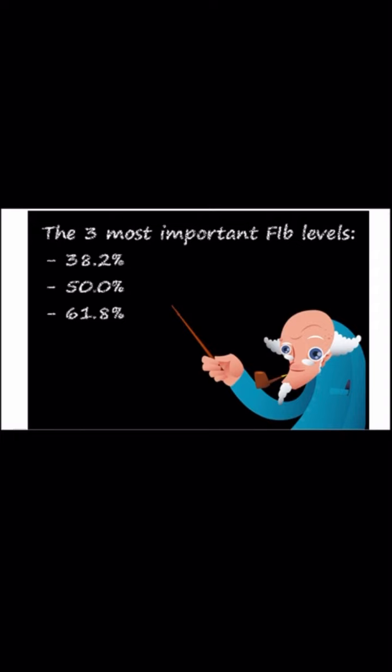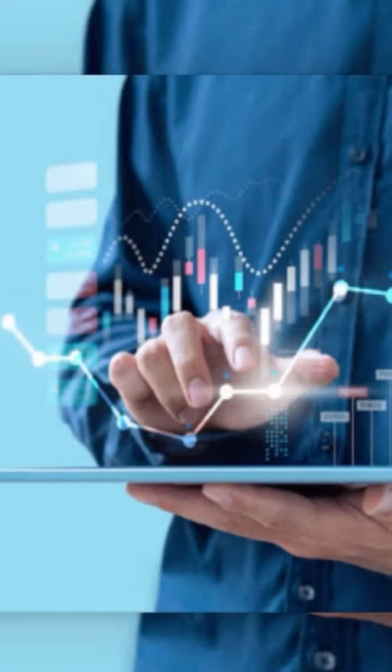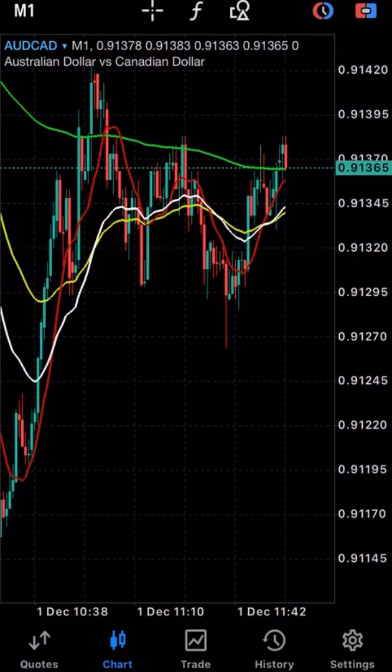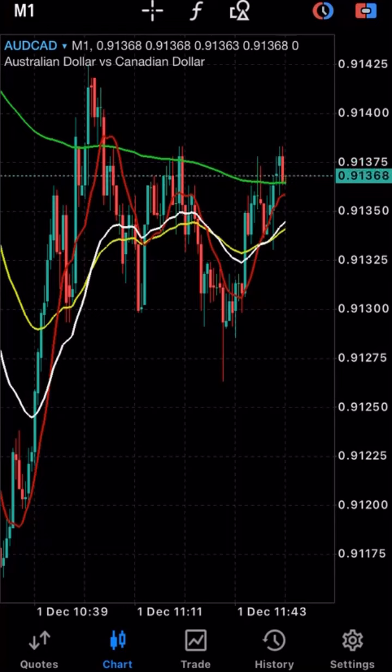Now let's look at how this tool is applied practically. We are on MetaTrader 5, and I'm going to be making use of the Australian dollar versus the Canadian dollar. It is advisable to use the Fibonacci tool on a higher time frame, either H1, H4, or D1. H1 means 1 hour, H4 means 4 hours, while D1 means 1 day.